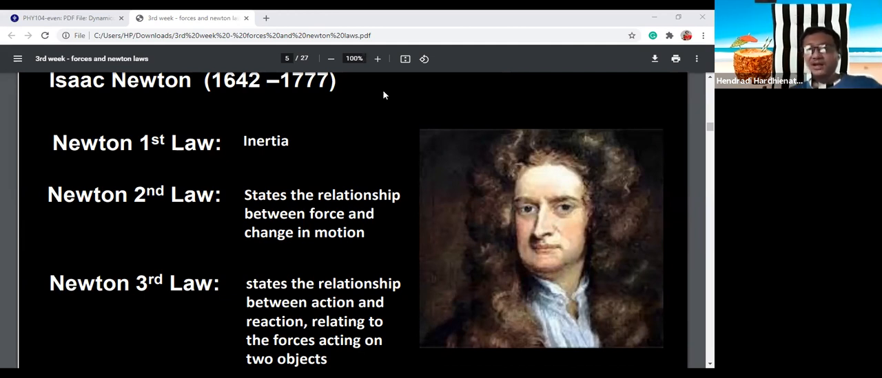For example, you are in a very fast car and you suddenly hit the brake, then you want to move forward because you are in motion. You already are in motion and suddenly you brake and your body still wants to move forward. This is because of inertia. Okay. So can you give another example of inertia?